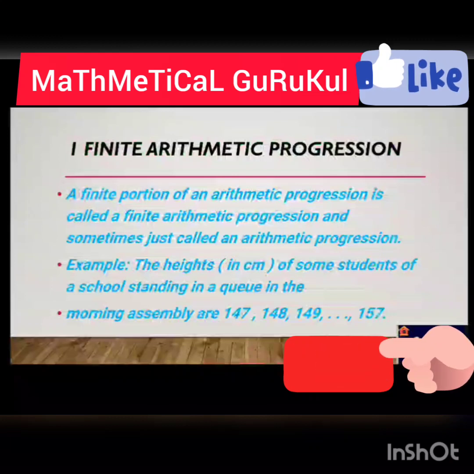... 157. So here you can easily see the common difference in this arithmetic progression is 1. What is the common difference in this arithmetic progression? It is 1. How? Suppose the first term is 147 and the next term is 148. So 147 is a1 and 148 is a2. When a1 is subtracted from a2, the difference is 1. So the common difference in this arithmetic progression is 1.